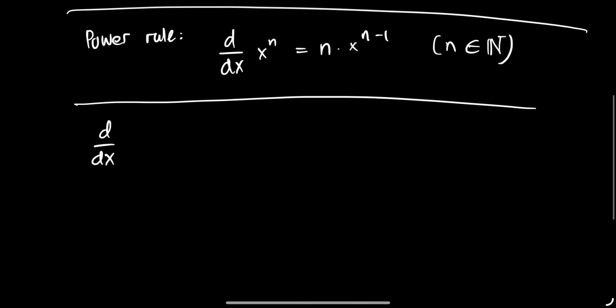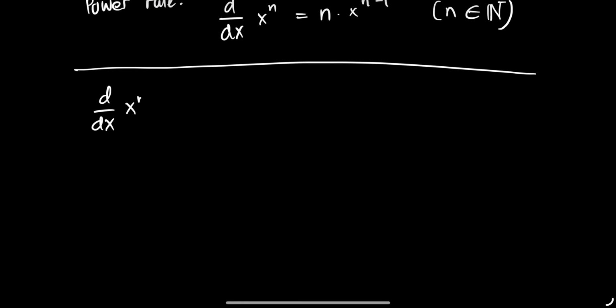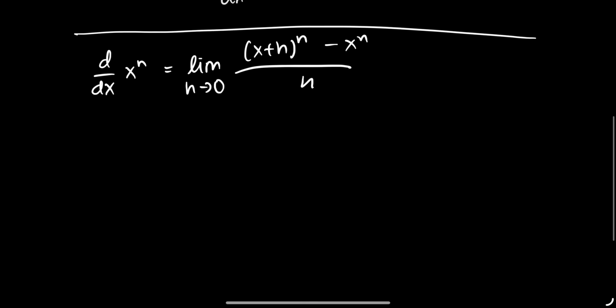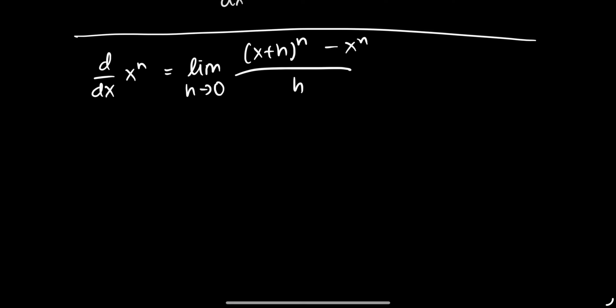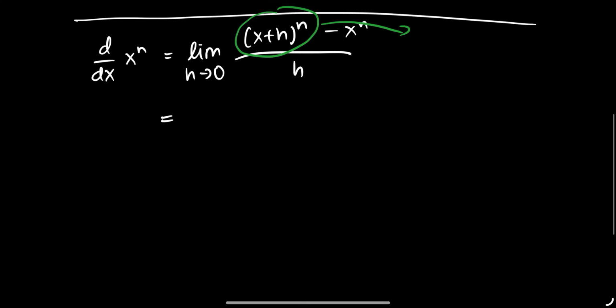So dy over dx, right? Here, y is x to the n. So d over dx of x to the n is equal to the limit of h approaching 0 of (x plus h) to the power of n minus x to the n, over h. It's similar to x squared, right? So now, this time we just can't use a quadratic formula. So we are going to use the binomial theorem.